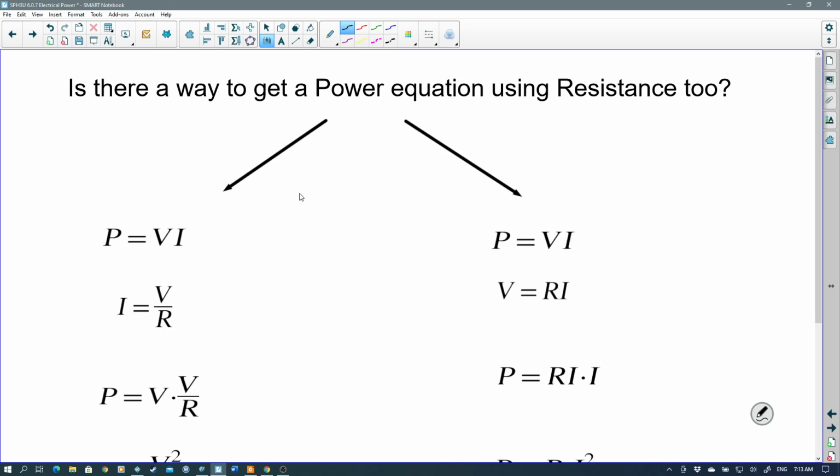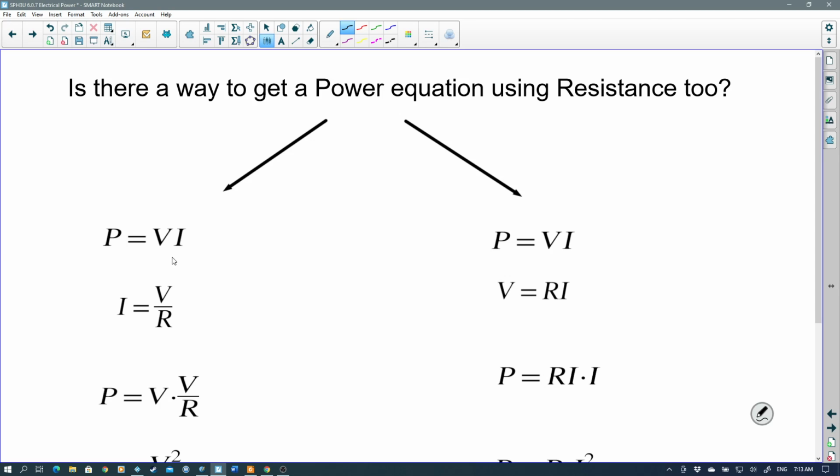Now, is there a way to get a power equation using resistance as well? There's actually 2 different ways. So this will show us that we can get power equations for every scenario. We can get power equations where we're given voltage and current. We can get power equations using voltage and resistance. And we can get power equations using current and resistance. And if you follow one column here, we'll do one column at a time.